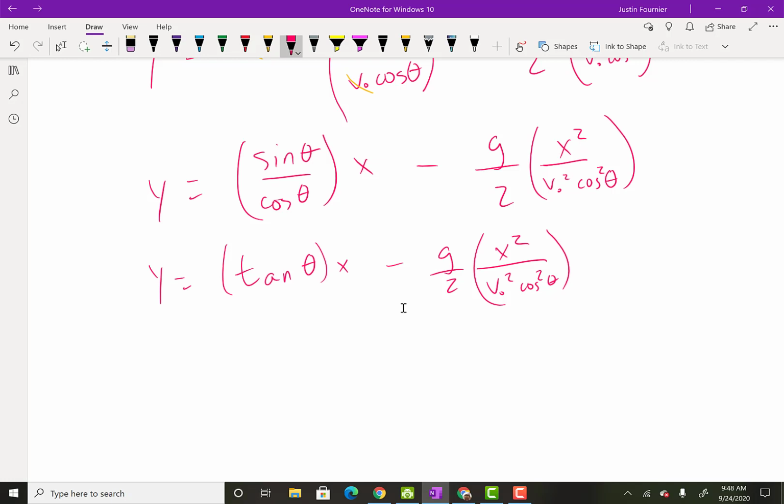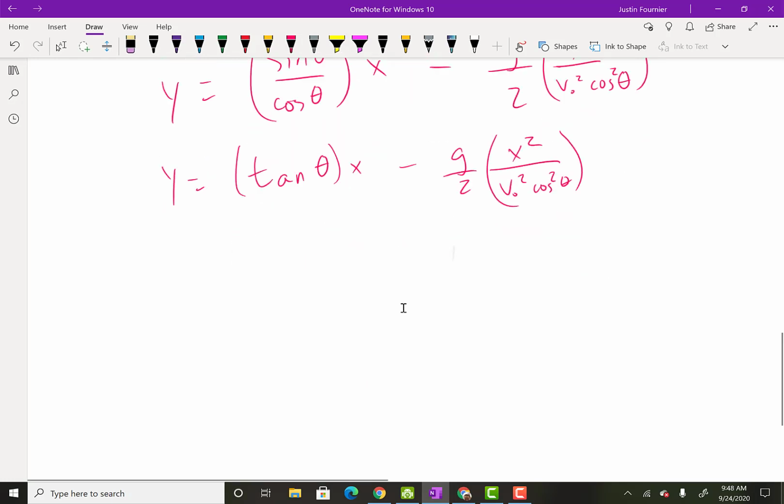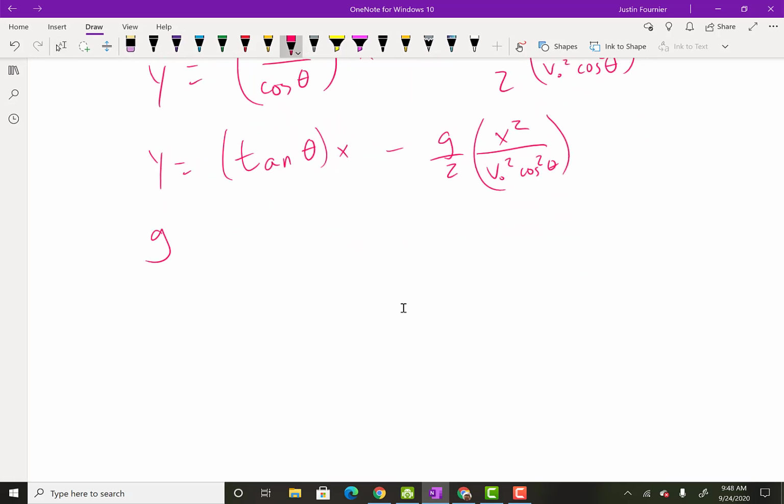Or you know what? I'll instead keep the v naught. So I'm going to add this term over here, and then I'm going to subtract y on the other side. So this is going to get me to g over 2 x squared over v naught squared cosine squared of theta equals tan theta times x minus y.